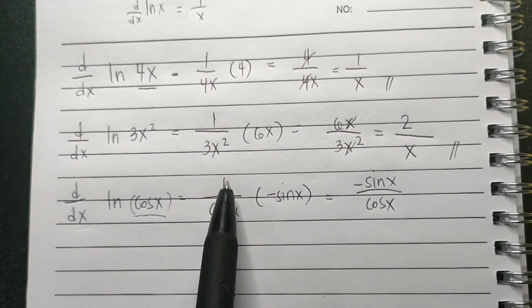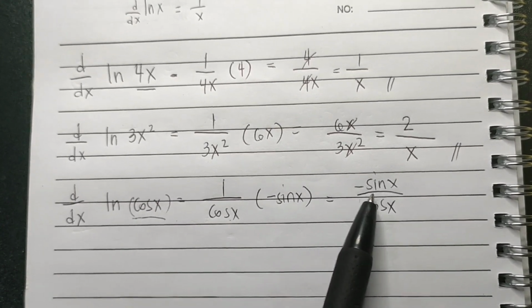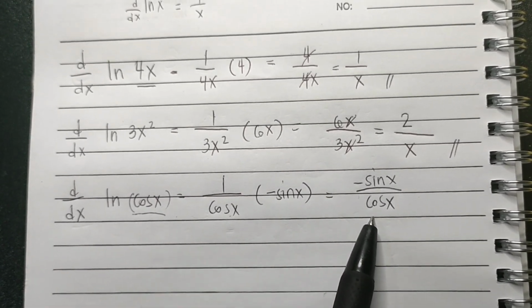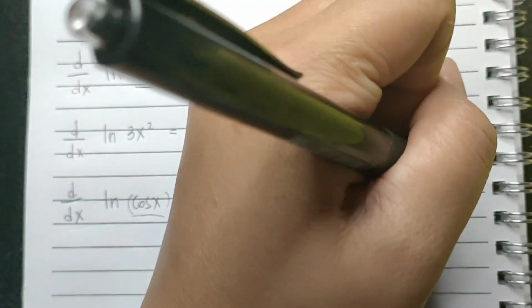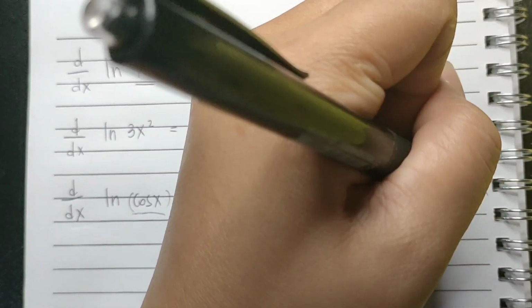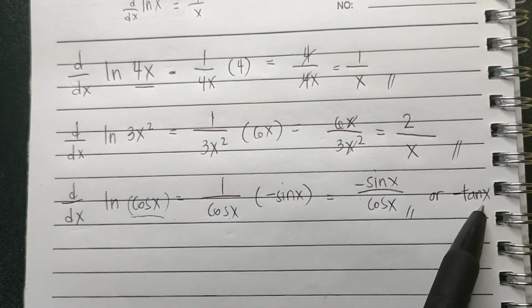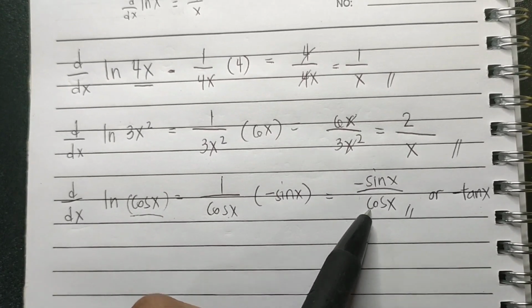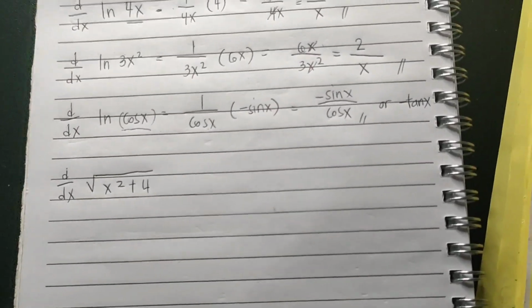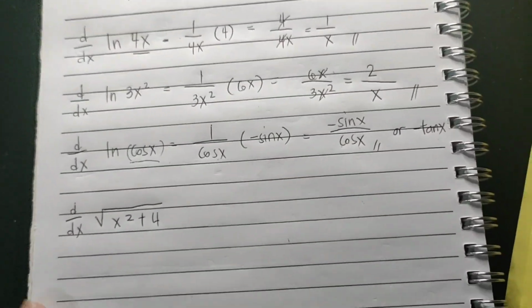Again, negative sine x times 1, negative sine x. Over, copy lang yung sa baba, which is cosine x. So, that is the answer. Or, equivalent niya sa negative tangent x. Kasi kung babalikan natin yung pre-calculus natin, di ba, yung ratio identity natin, tangent x is equal to sine over cosine.